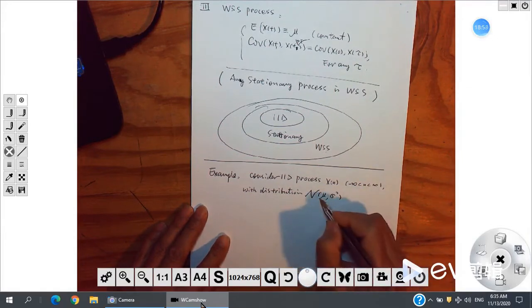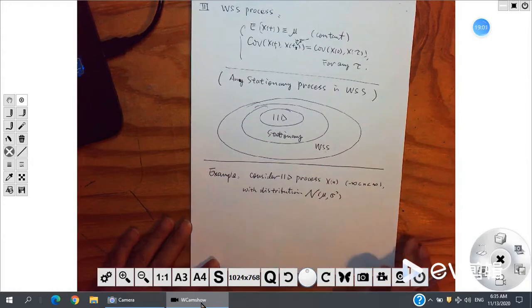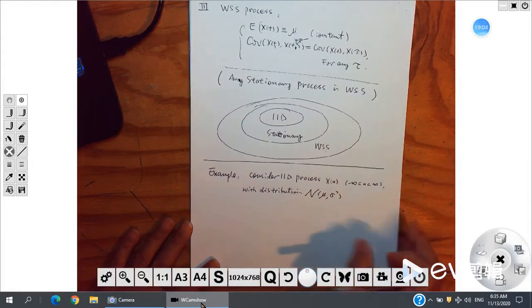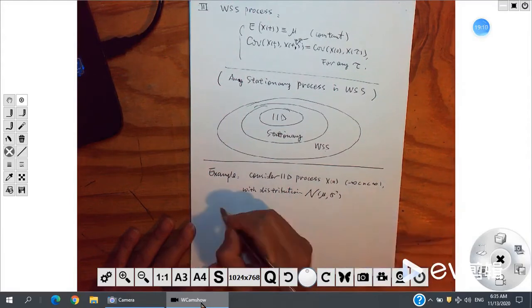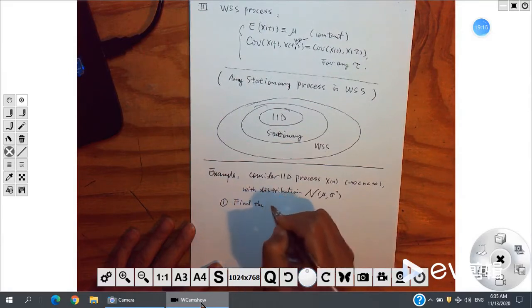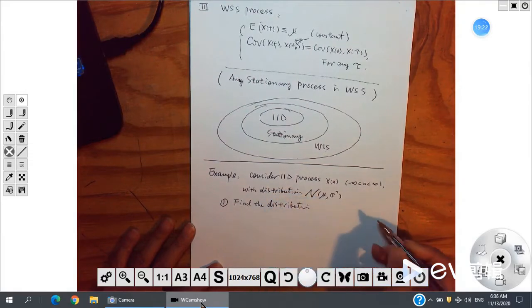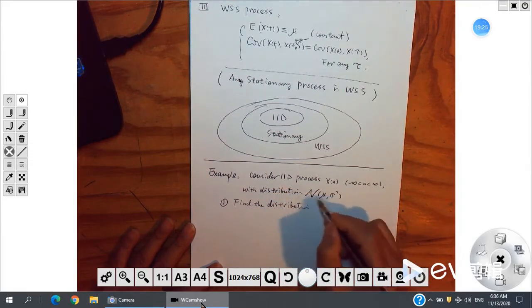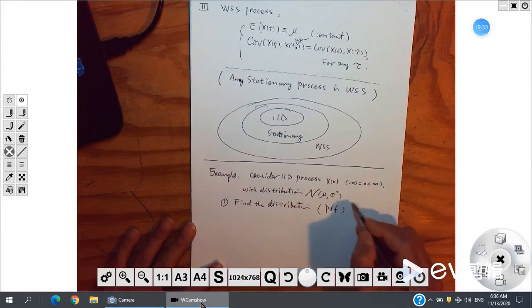And here I just put the mu and the sigma squared. If you want, you can change this to be some numbers, some values. Then you can practice on all the rest of this example. Here, we can consider several things. The first one, we can find the distribution, or discuss the distribution. Because this is a continuous value, we just need to discuss the PDF. That will be fine. PDF, this is a continuous time process.